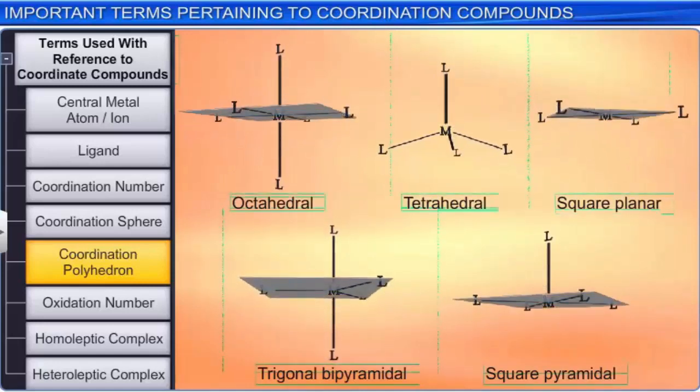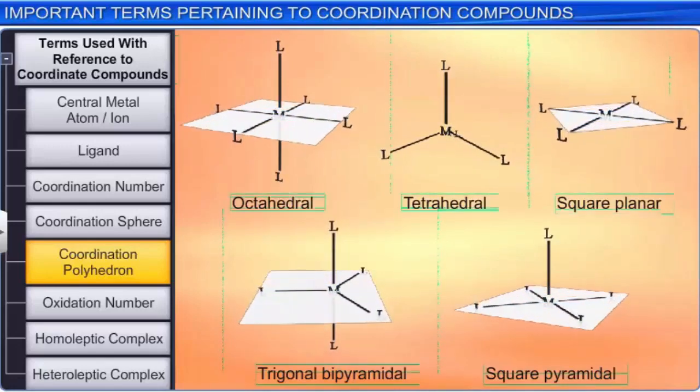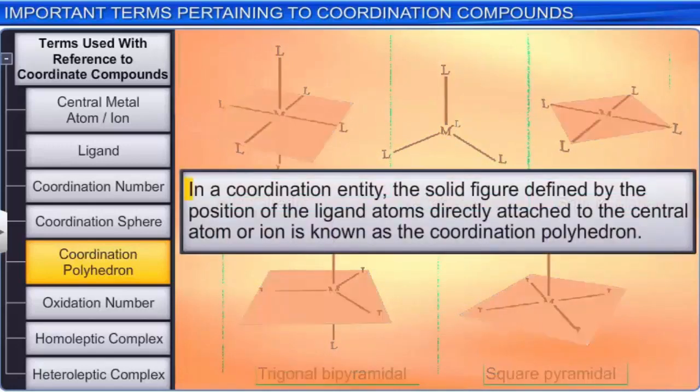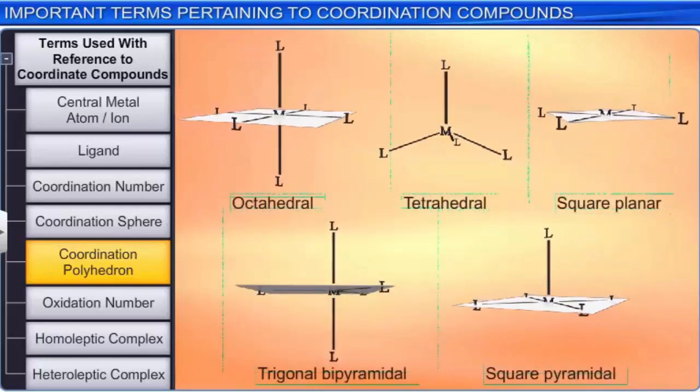The next coordination entity we are going to see is tetrahedral. Tetra means 4. 4 ligands are occupying. This is tetrahedral. Next one is square planar. In this square planar, the central metal ion is placed at the center, but the ligands are occupying the corner positions of the square. So this is square planar.